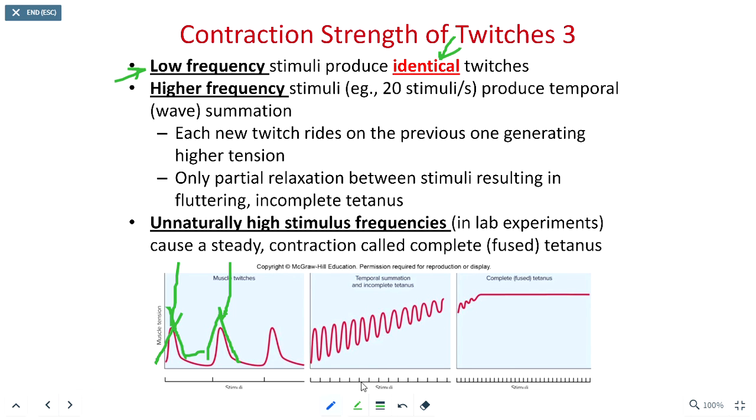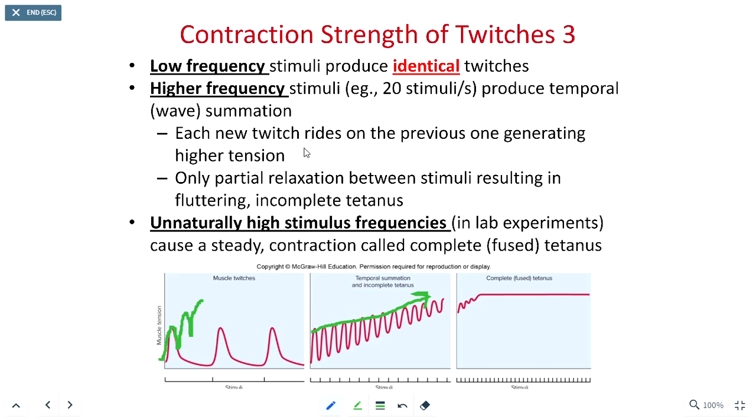But if we increase the frequency of the stimulus, this is known as incomplete or temporal summation. If we have high frequencies, the muscle cannot relax all the way. So instead of allowing the muscle to twitch, contract, and then relax all the way, it starts to contract again, and then it'll start to relax a little bit, and then another stimulus hits, and it contracts a little bit more, and we end up with this stair-stepping as we increase the strength of contraction.